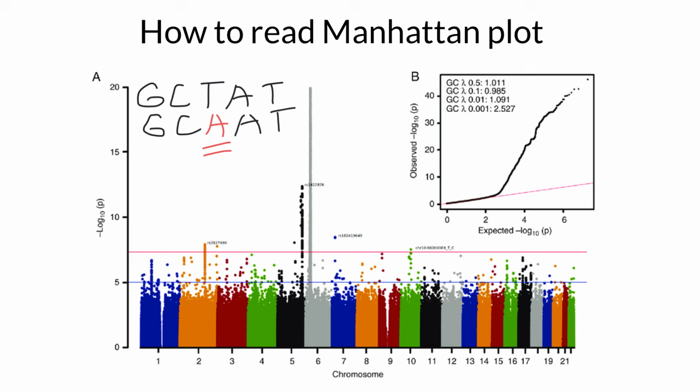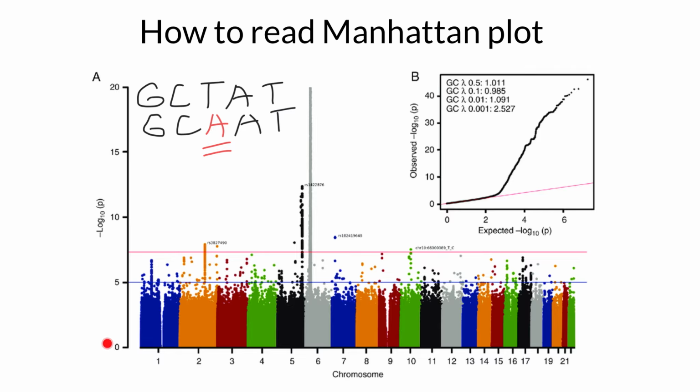So a Manhattan plot is just a standard bioinformatic tool which is used in genome-wide association studies, and it helps visualize which parts of the DNA, or specific genes or SNPs, are linked to a particular trait or disease.